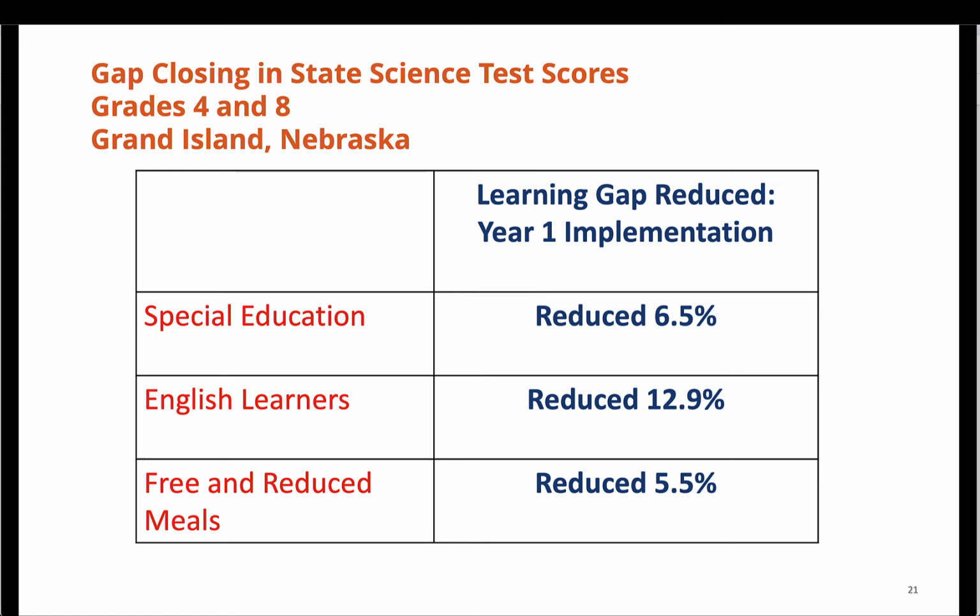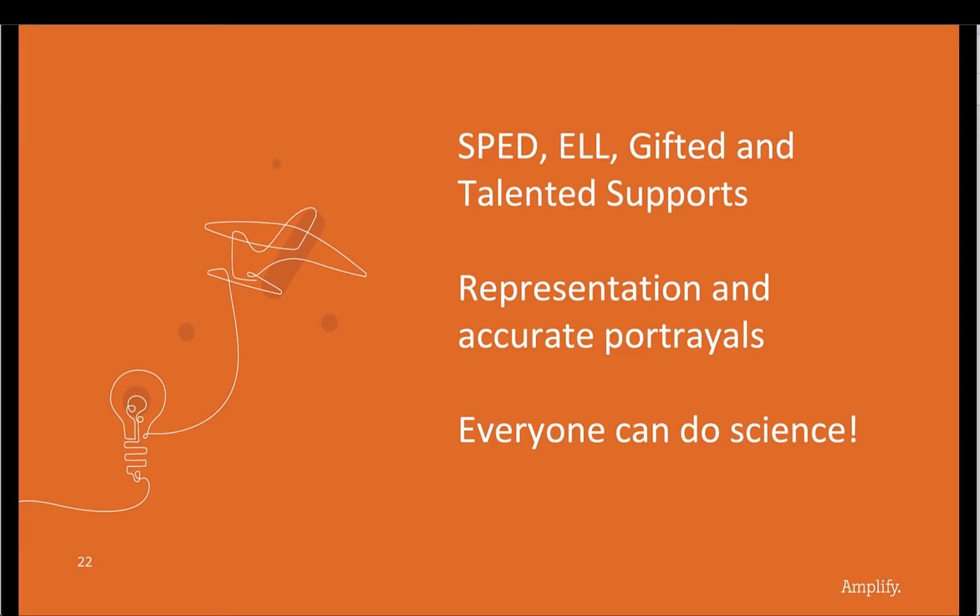The success of this program is very important because we want to address the needs of all learners. And so we have data from users all across the United States. Grand Island, Nebraska implemented our program, and they did a K-N implementation, and they state testing grades 4 and 8. And you can see here the numbers for special ed, English language learners, and those free and reduced lunch students had significant learning gap reduction within just 1 year of implementing our program. And so we have a program that speaks to the needs of all learners, special ed, English language, but also gifted students.